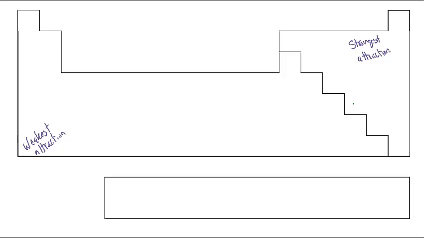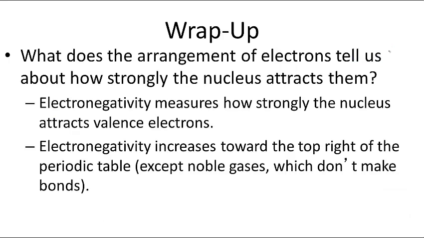So the question from the day is, what does the arrangement of electrons tell us about how strongly the nucleus attracts them? What we learned was electronegativity measures how strongly the nucleus attracts valence electrons. And it increases toward the top right of the periodic table. We don't really count the electronegativity of noble gases because they don't make bonds. So electronegativity is higher in the top right. Francium has the most electronegativity of any element. And it is lower in the bottom left, francium being the weakest.